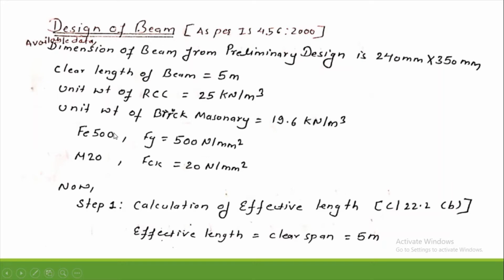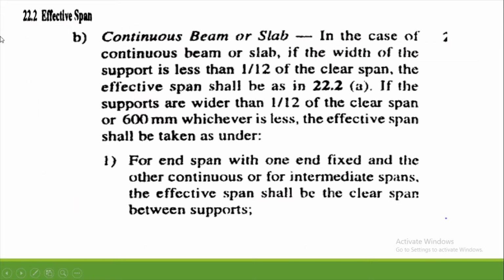For the first step, we are going to calculate the effective length. As per IS 456:2000 clause 22.2, effective span, item b, for continuous beams or slabs: in the case of a continuous beam or slab, if the width of the support is less than 1/12 of the clear span, the effective span shall be as in 22.2 a. It means when the width of the column is less than 1/12 of the clear span, then for effective span we have to go to clause 22.2 a.